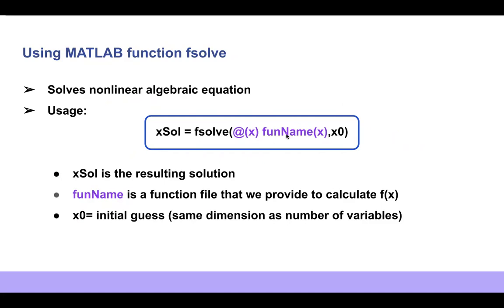Then you have a function name. Basically, in this function, you will save the equation that you have to solve. And then you give an initial guess. Okay, x0 is your initial guess. So what you get as output, xsolve, is the resulting solution. Funname is a function file that we provide to calculate f of x. That you'll understand when we solve an example. Then x0 is the initial guess. Remember that x0 should have the same dimension as that of x. You can use this to solve for two variables also. Right now in our equation, we only have one variable, which is f dash. But this can be extended to multiple dimensions also. But understand that you have to give an initial guess accordingly.